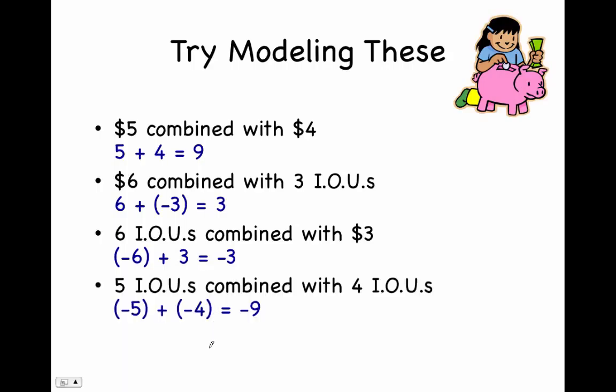5 IOUs combined with 4 IOUs. Okay, now these are alike. Remember, when we add things that are alike, we get more of what that thing is. Negative 5 plus negative 4 equals negative 9. You owe $5, you owe 4 more, now you owe 9, right?